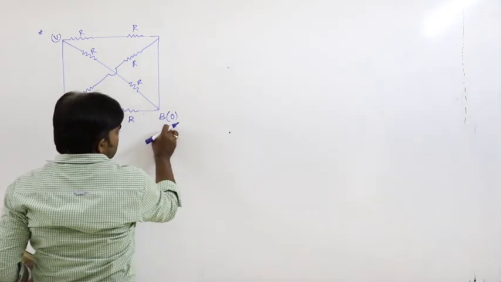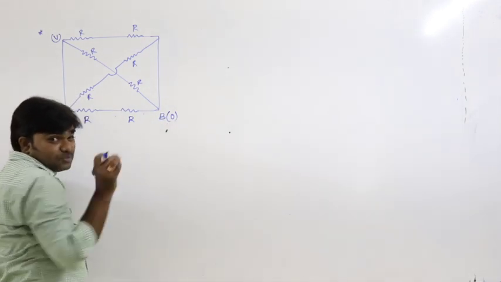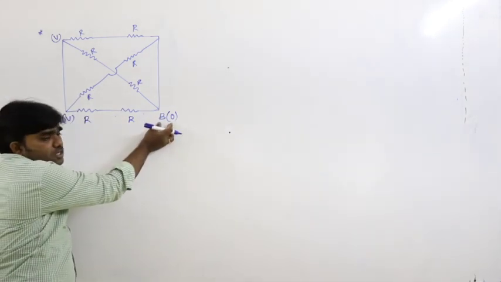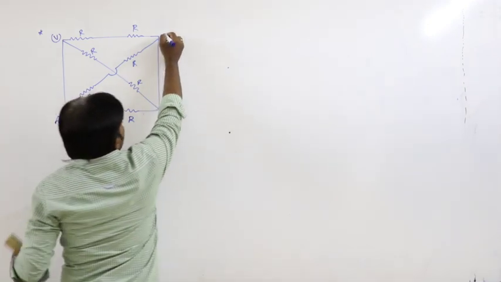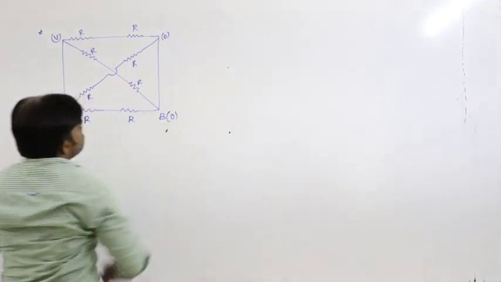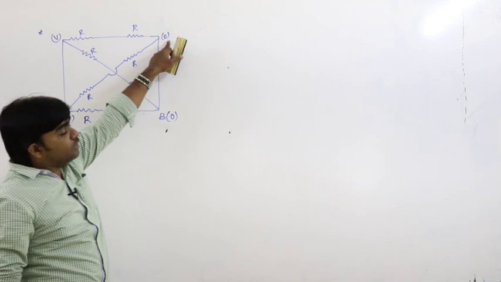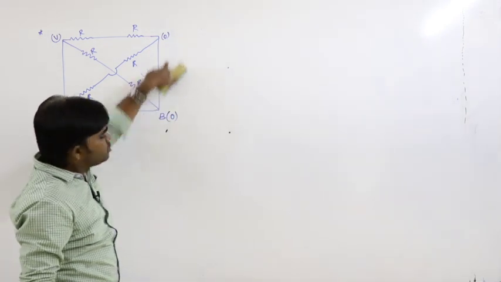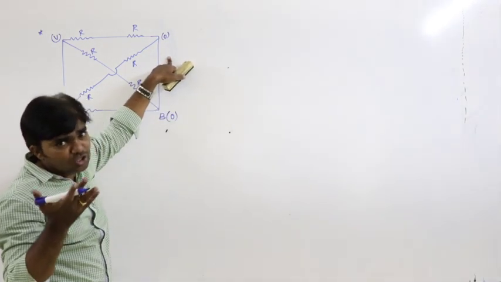And here, what is the potential we are considering? Just what is the potential at B? 0. So here also the potential is 0, because there is no resistance. There is no potential drop.